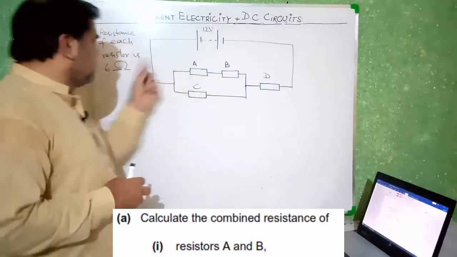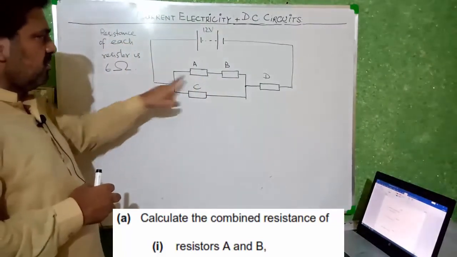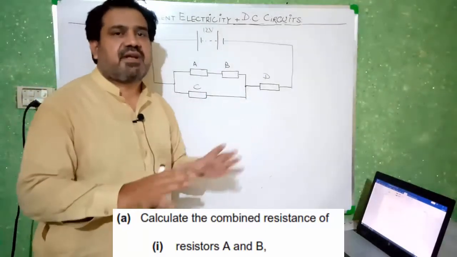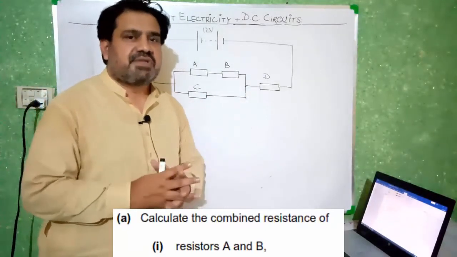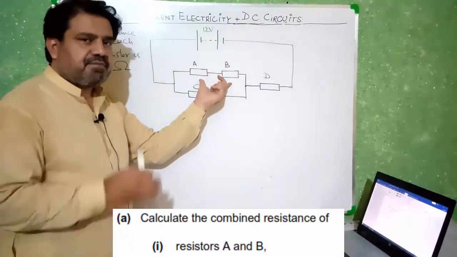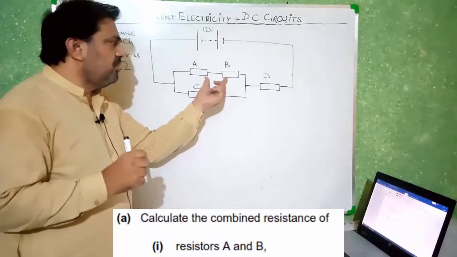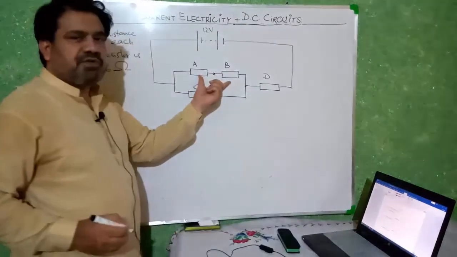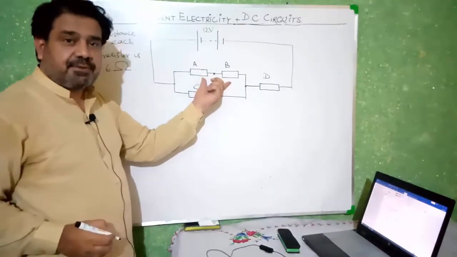The resistance of each resistor is given as 6 ohm: resistance of A, resistance of B, resistance of C, resistance of D. Each resistor has the same resistance, and that is 6 ohm. So when we have to find the total resistance of A and B, first of all, we need to identify how many points are common between A and B. There is only one common point between A and B, means they are connected in series.